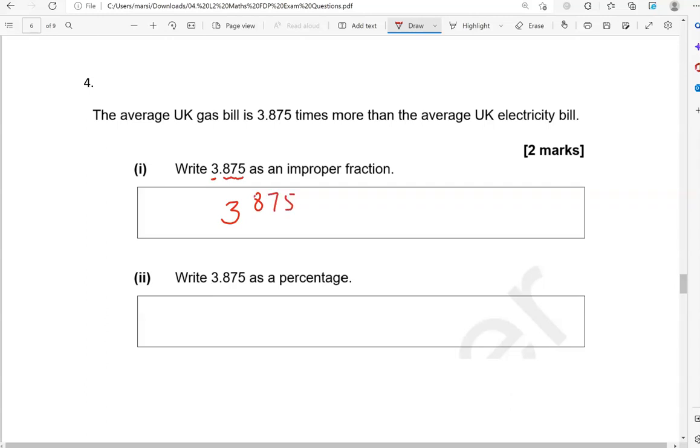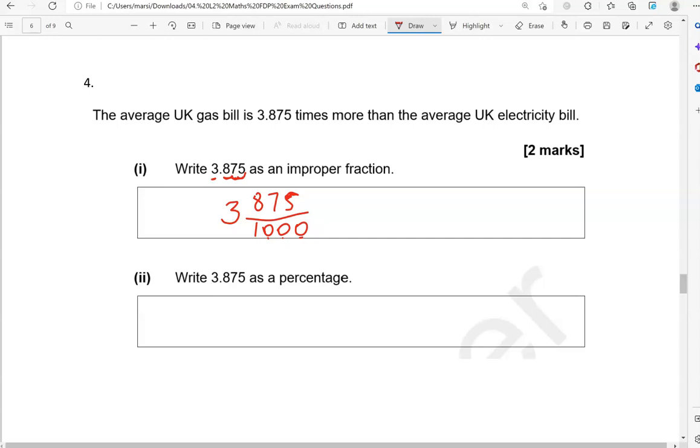875 out of 1,000. We have 3 digits, 875. That's why it's out of 1,000. So 1, 2, 3 zeros. If it was 2 digits, then it would be out of 100.